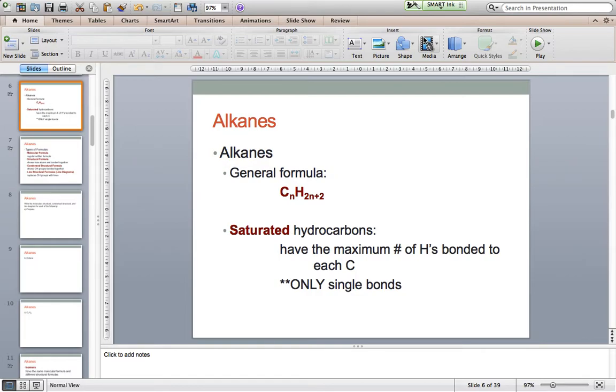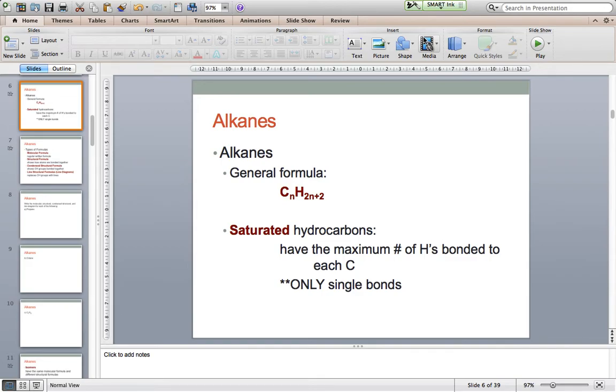So alkanes have a general formula, CnH2n+2. What does this mean? All it means is that if there are a certain number of carbons in a compound, so n stands for number, then there are 2 times that many plus 2 hydrogens. So for example, if you had 6 carbons in a compound, then you would have 2 times 6, which is 12, plus 2, so 14 hydrogens. So therefore the molecular formula would be C6H14.